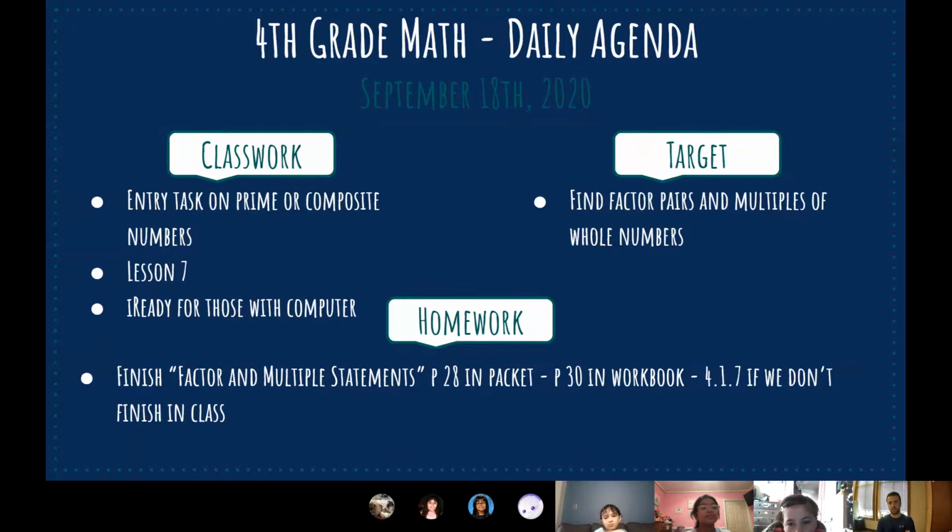First block didn't finish, so it was assigned as homework. So that's some incentive for you to stay on task, work through that, and get it done so you don't have to do it for homework. And then iReady for those with computers. That's after the fact. That's their homework. Target for today: find factor pairs and multiples of whole numbers.